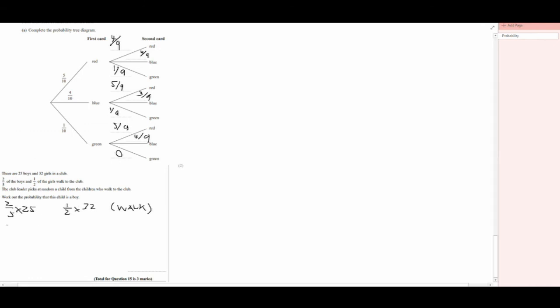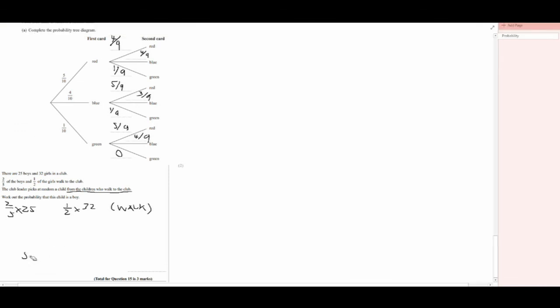So here, am I going to do 25 plus 32 and then take the people who walk out of that? Whatever that would be, that would be 25 plus 32, and then 2/5 times 25 plus 1/2 times 32, which would be 26 out of 50. Am I going to do that? Or am I going to read the question carefully and say that the club leader picks at random a child from the children who walk to the club? So it's not out of all the children, 57.